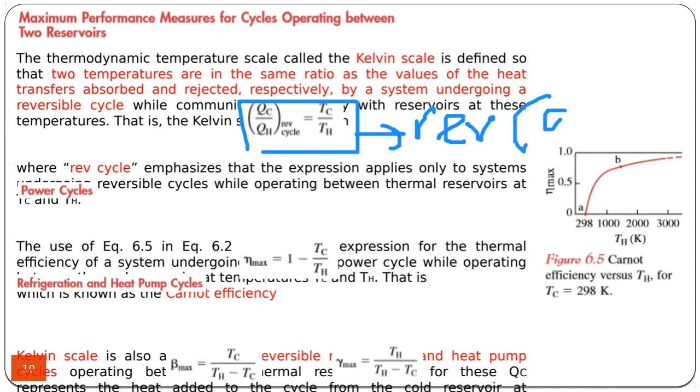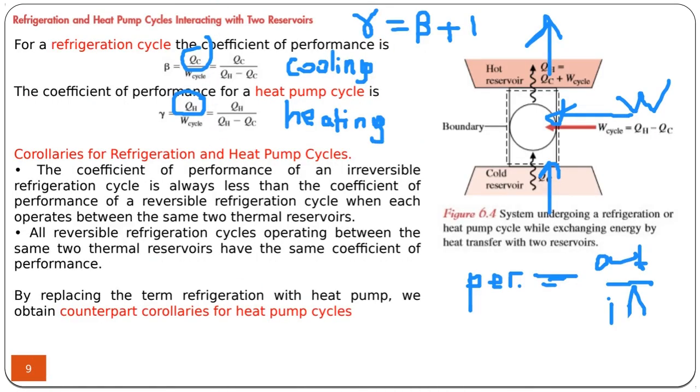So when you use the ratio of the temperatures in place of the Qs, in place of the QH and QLOW, then you can write the efficiencies and performances for heat engines, reversible heat engines, and reversible refrigerators, not in terms of Qs as done before, but in terms of temperatures.